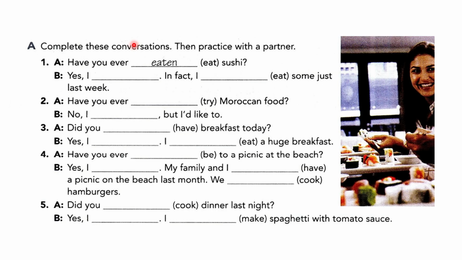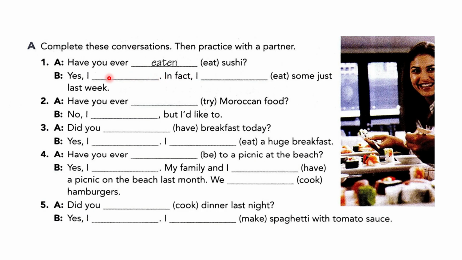So the first one says, have you ever eaten sushi? Because it's present perfect, we have to use the past participle of the verb eat, which in this case is eaten. Easy peasy. Okay, so let's see what would be the answer. Letter B. What would be the answer to have you ever eaten sushi? Tell me, Yanni. Yes, I have. In fact, I ate some sushi last week.